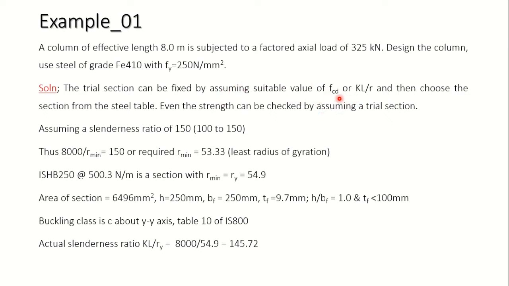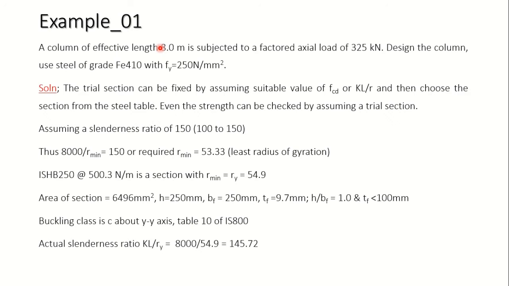Okay, you can try with the fcd value, or you can try with the KL by r, that is slenderness ratio value, or even you can directly go for trial section. So here I'm trying with the slenderness ratio. For assuming a slenderness ratio, we need to look into the load what is applied on the column, and also its effective length. So if I have a heavy load, or effective length is more, or it may be a column with a higher effective length and a higher load.